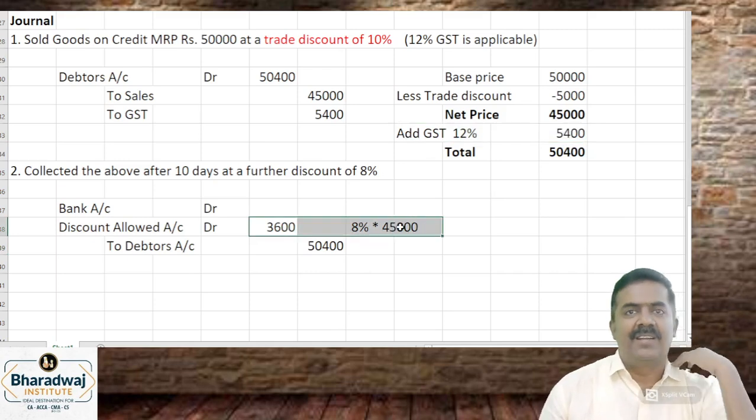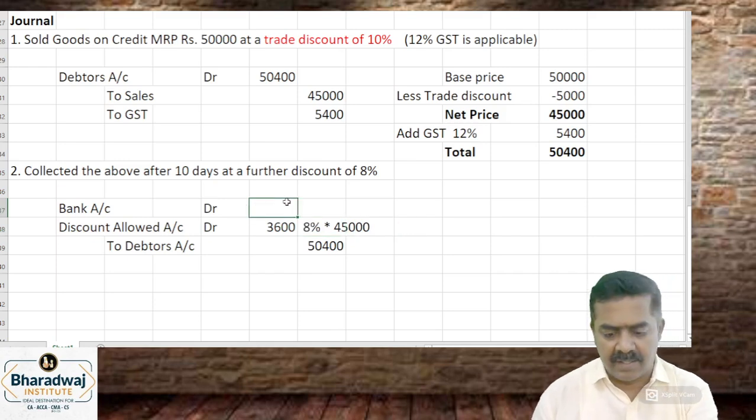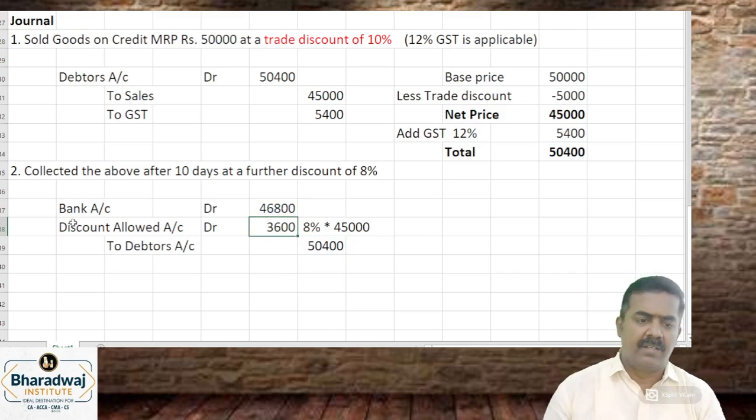Discount will be given for which one? The price. Balance will be collected. Balance will be 50,400 minus 3,600.